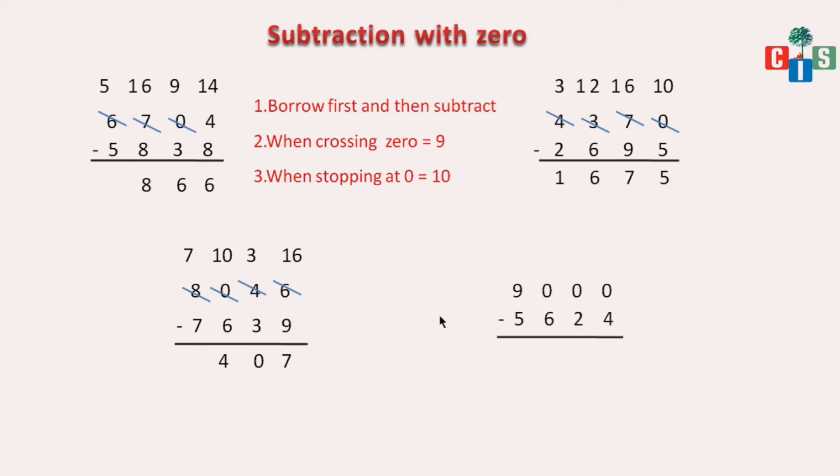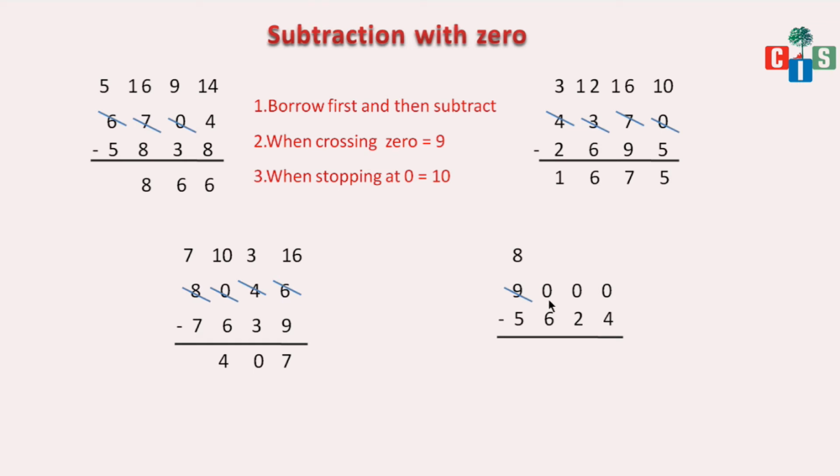Oh God, it's having many zeros. Starting from the ones place, 0 minus 4 is not possible. So going next door to borrow. There also it's not possible. Going next door, there also it's not possible. Now borrow from the next door 9. 9 will reduce to 8.